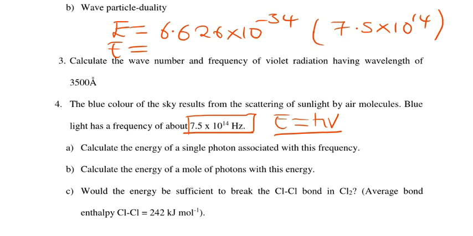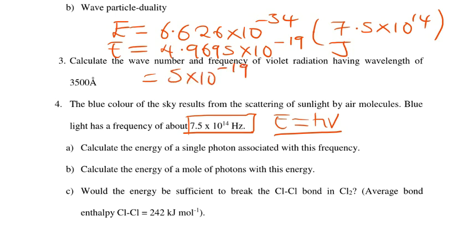So 6.626 times 10 to the power negative 34 multiplied by 7.5 times 10 to the power 14. So the value is 4.9695 times 10 to the power negative 19 joules. For the sake of our final answer, we'll take it to two significant figures. So approximately that can be 5 times 10 to the power negative 19 joules. So that's the energy of a photon.